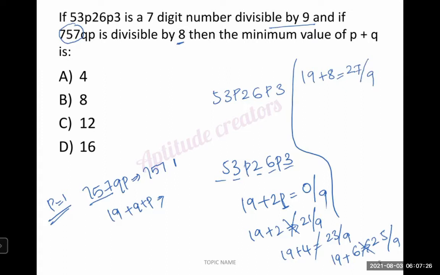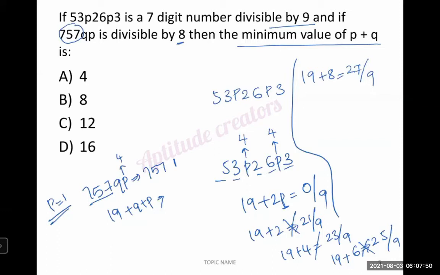Now what he is asking is to find the minimum value of p plus q. P is equal to 4. Yes, p is equal to 4. Now what about the q value? P is equal to 4 and q is equal to what?